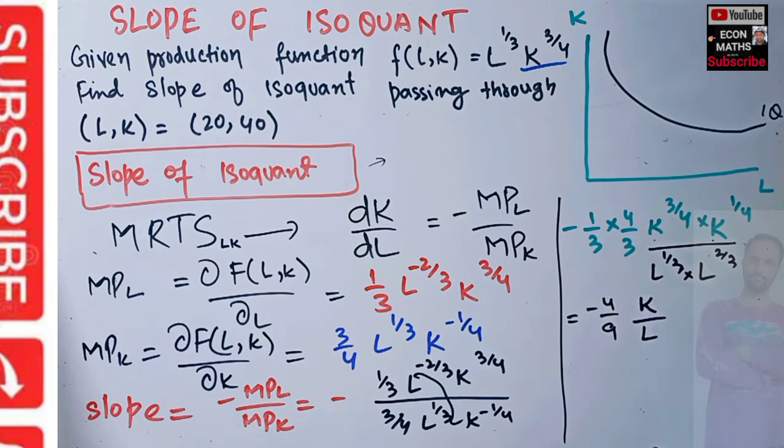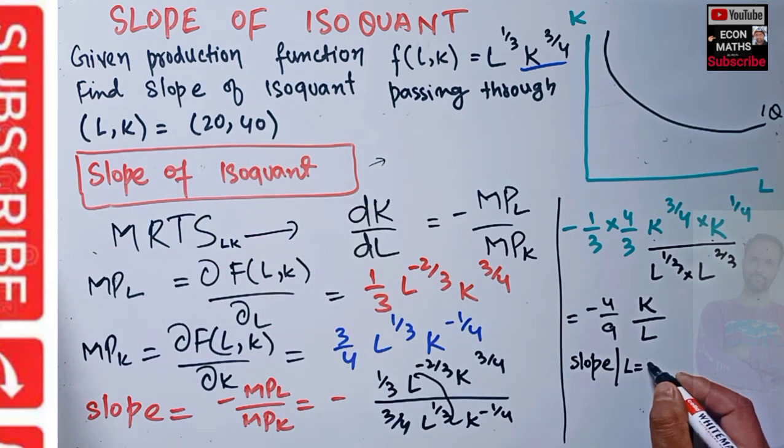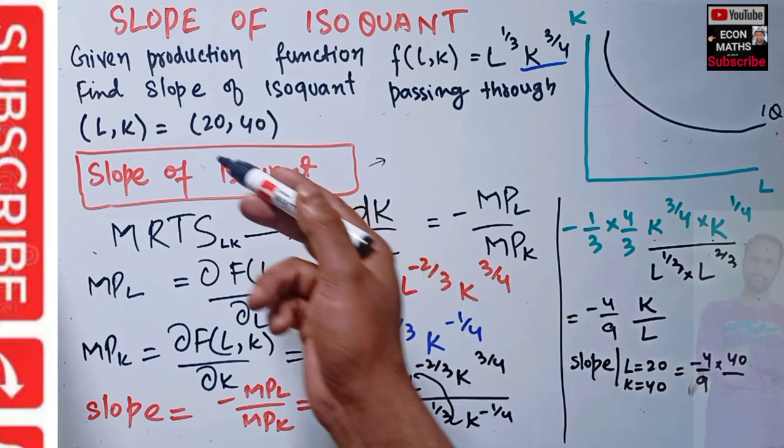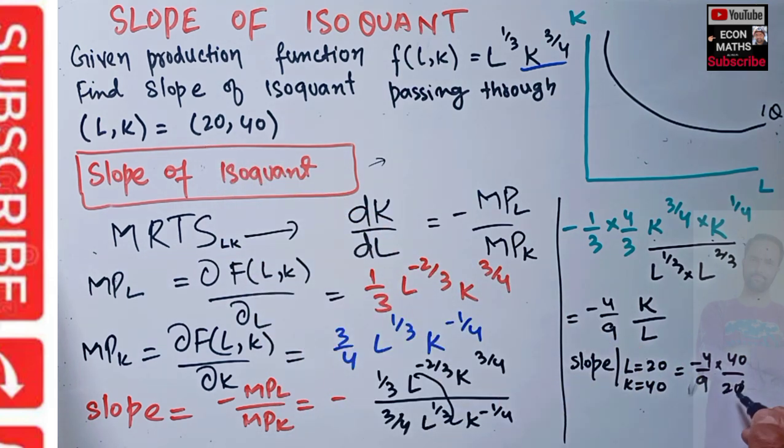So we need to find the slope of the isoquant when labor and capital are equal to 20 and 40. When L is equal to 20, K is equal to 40. Simply plug the values here. So we have minus 4/9, the value of K is 40, the value of L is 20. This gets cancelled. We get 4 fours are 16 divided by 9 twos are 18, which is 8 divided by 9.